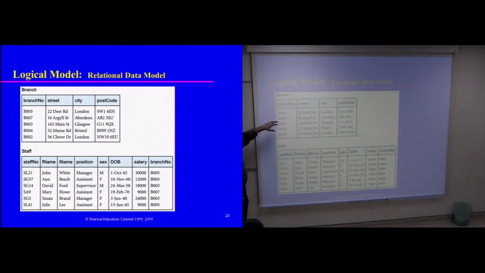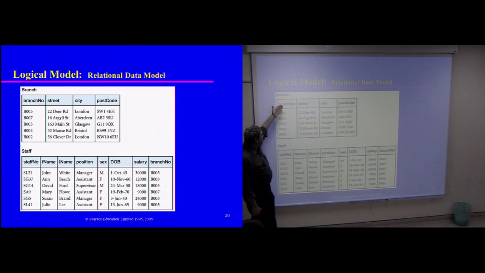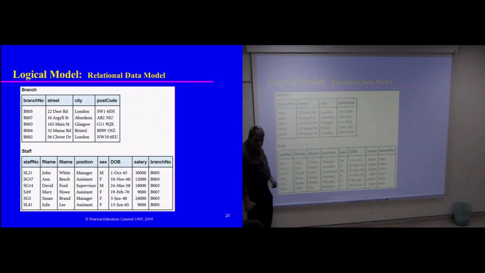Yes, of course. You say, yes, this is a table called branch. It has these fields, these columns: branch number, street, city, postcode. Now I know that B001 is a branch number which has this address, right? This is another table, another piece of data, staff. It talks about staff. We have staff number, first name, last name, position, sex, date of birth, salary, and branch number.